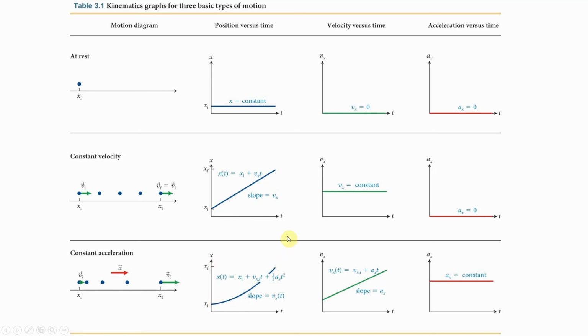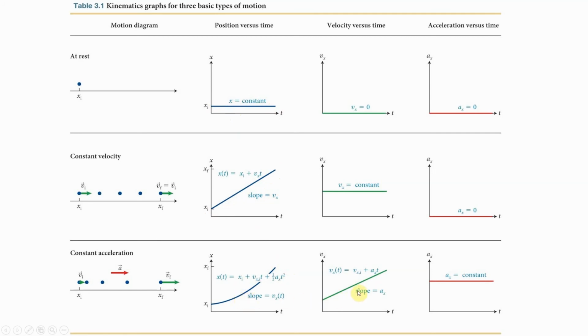So notice the difference in position. When I'm not moving, it's a horizontal line. When I have a constant velocity, it's a straight line where the slope is my velocity. But when I'm accelerating, my line is curved. So the acceleration gives us curvature.